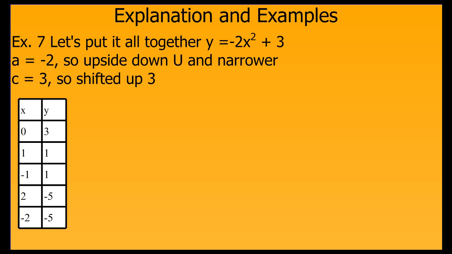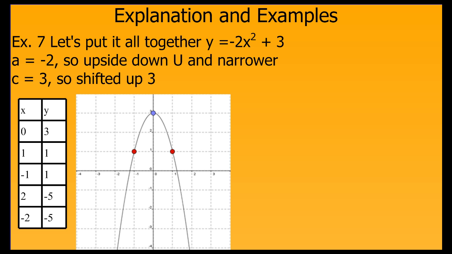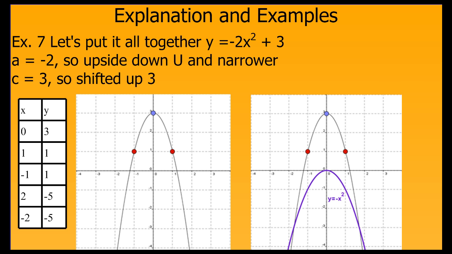So here's our table of values, and here's our graph. Here's the parent function for comparison. Notice how our graph is shifted up 3 and also narrower.